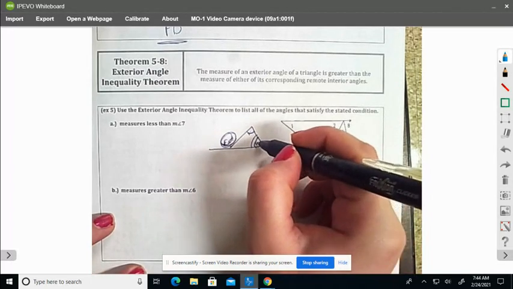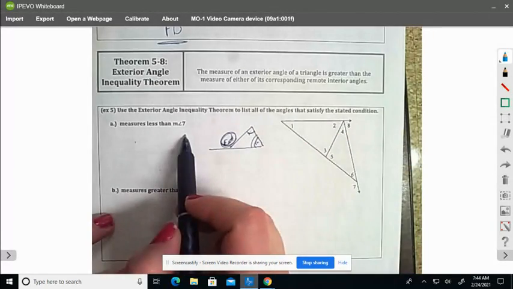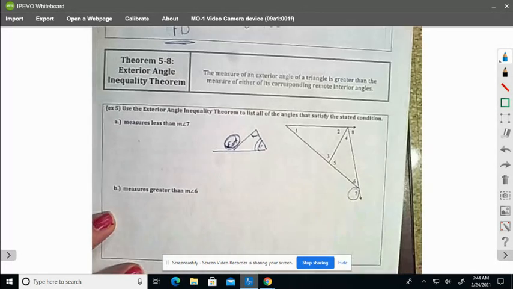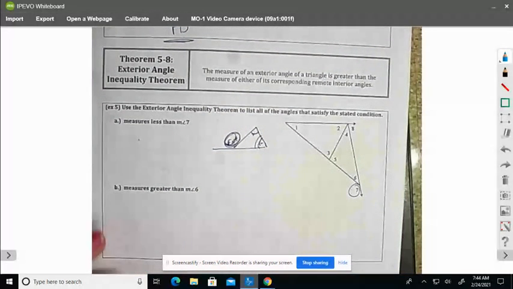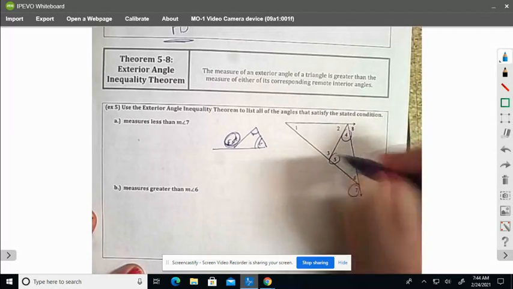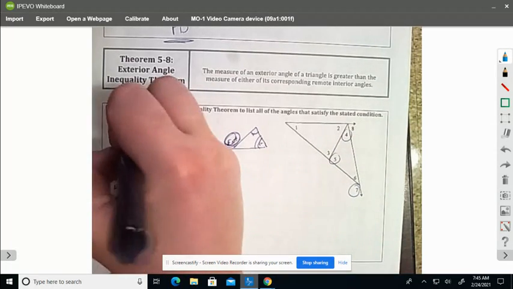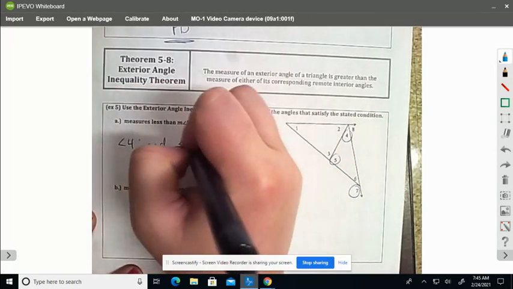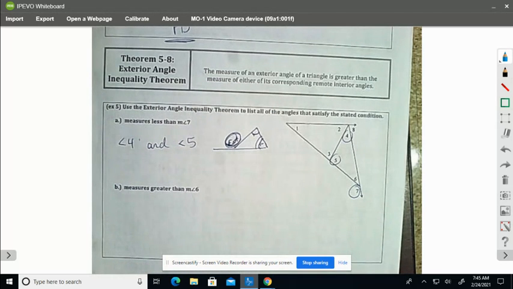That's all. So what measures less than angle 7? Angle 7 is an exterior angle right here. So you just want to name its 2 remote interior angles. Those 2 remote interior angles have to be measured less than it. So you could say angles 4 and 5. They're both those remote interior angles. They have to be less than it.